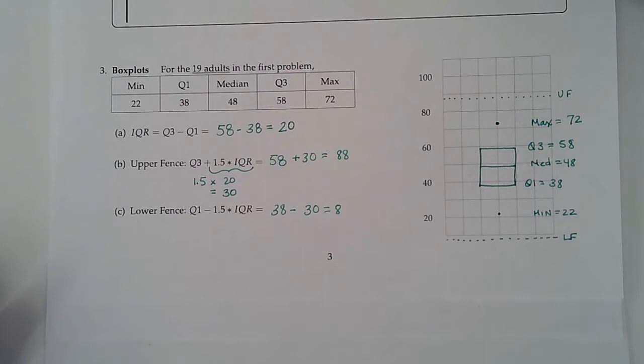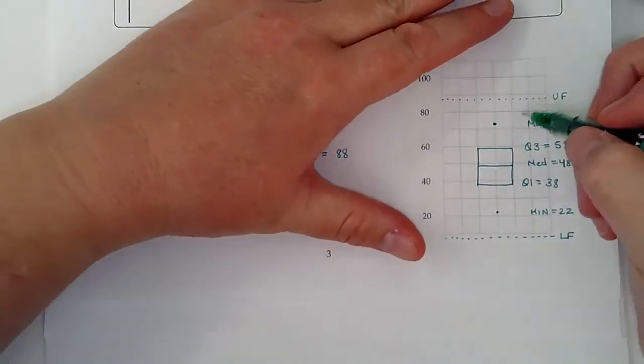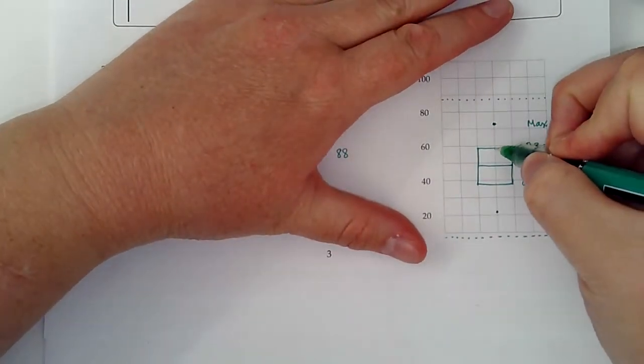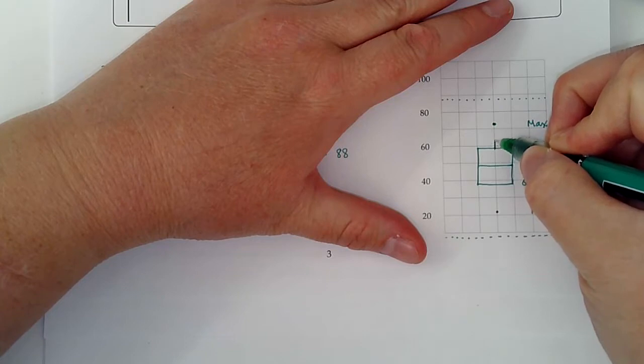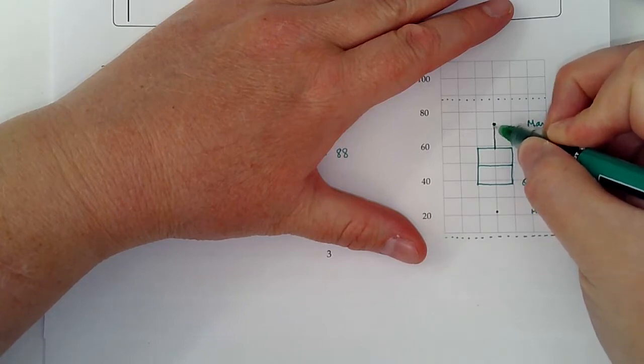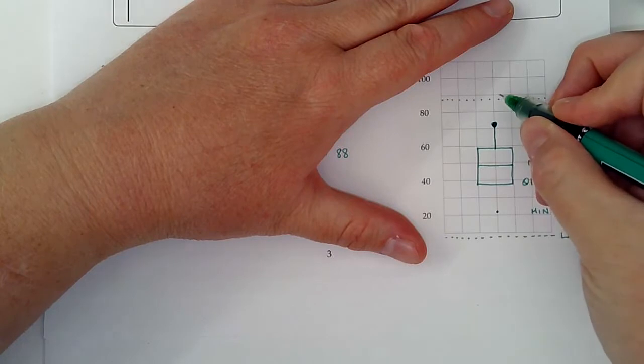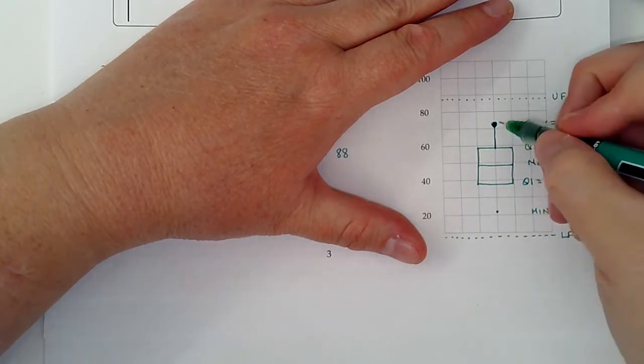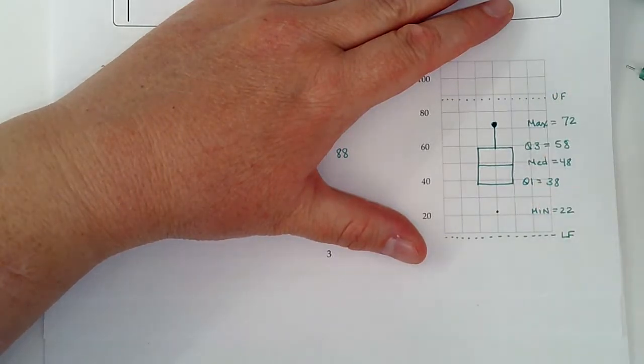So to put the whiskers on my box, I'm going to start with the upper whisker first. I'll start at the top of the box and I just start drawing a line straight up until I run into either the max or the fence, whichever one comes first. So in this case, I ran into the max first, so I'll stop there. And that's where my upper whisker is.